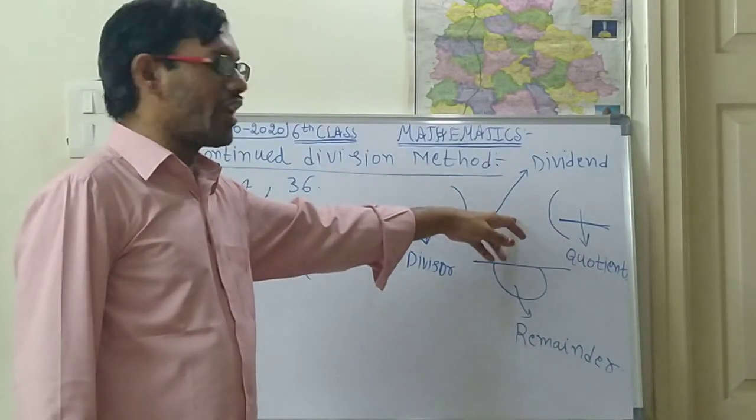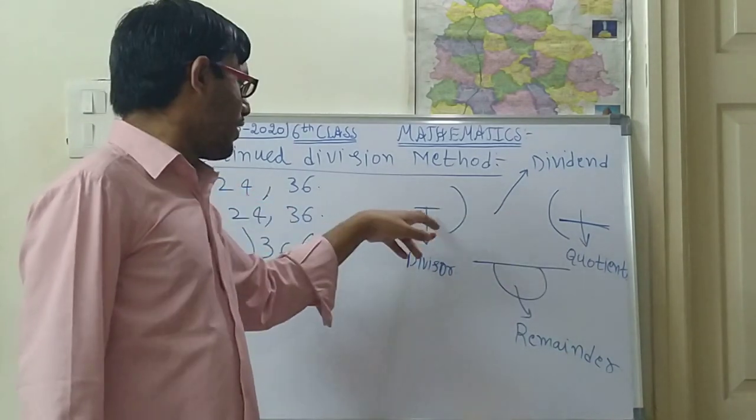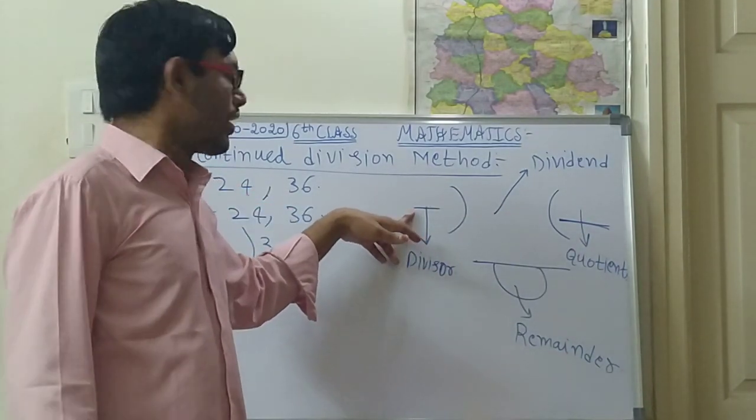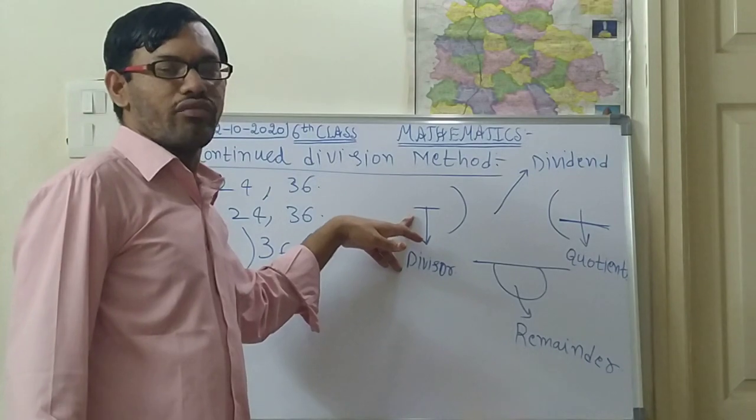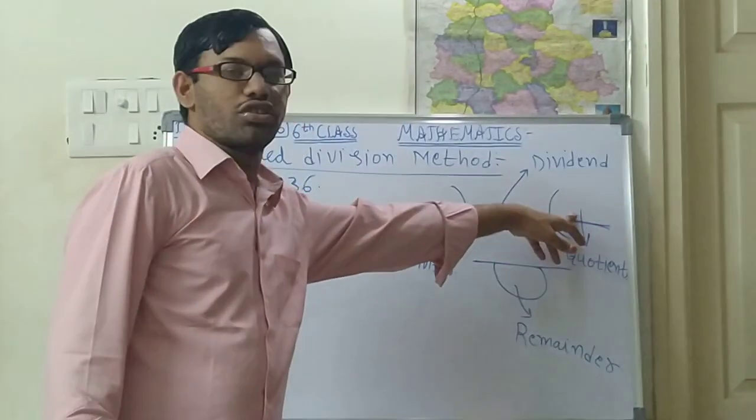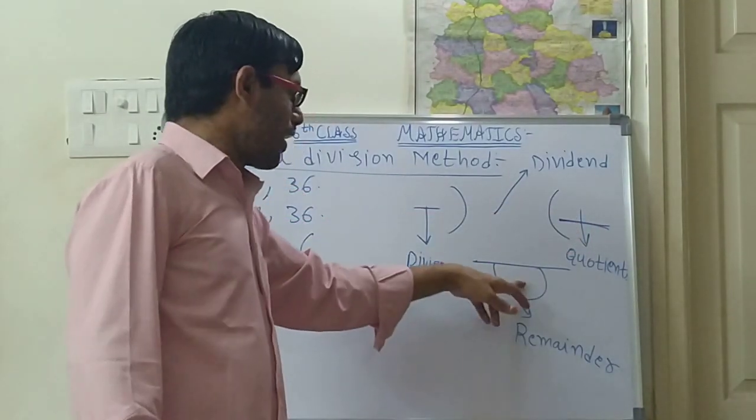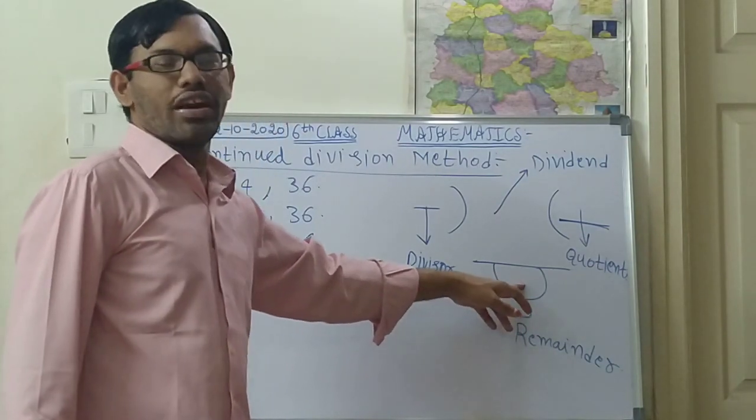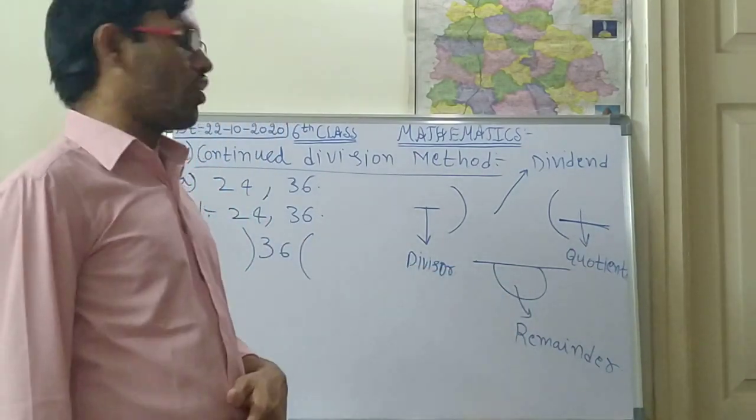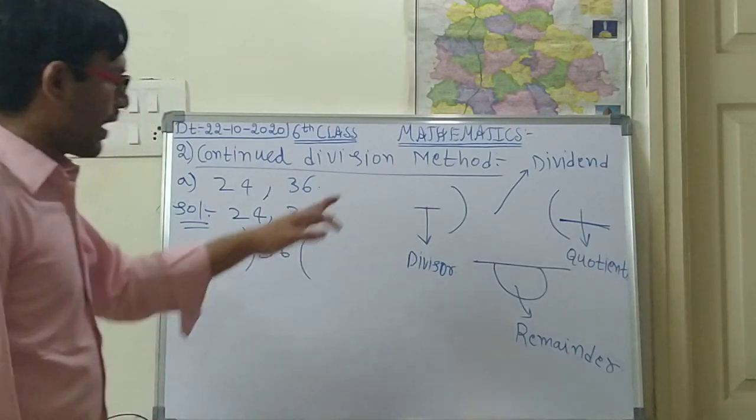The dividend is the middle one, the divisor is the number in the denominator of a fraction, and next is the quotient. Quotient means result. Remainder means whatever number remains. That is the remainder. So like that you should do.